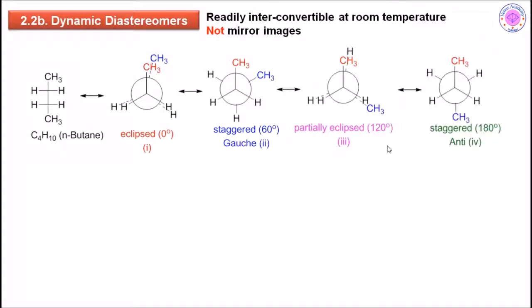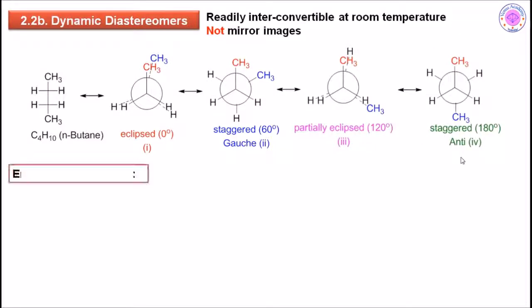This is partial eclipse at 120 degrees. If I write it in this anti form, the staggered form, the methyls are opposite. Then just by seeing the structures, which is more stable? Because these methyls are opposite to each other, they can move freely in their space. So this is highly stable.